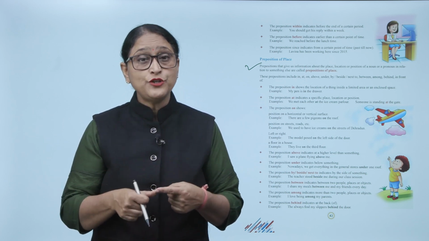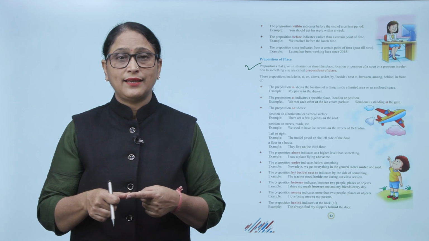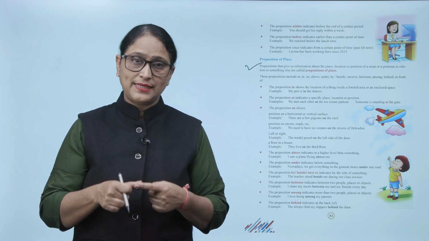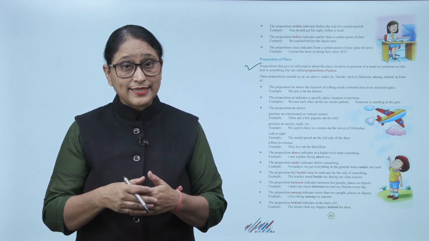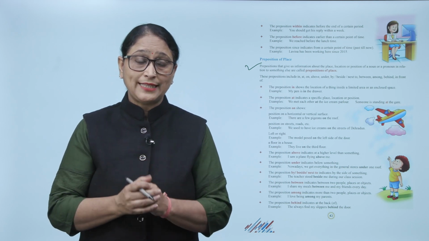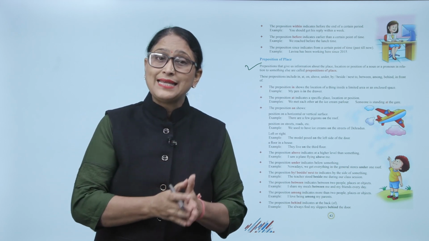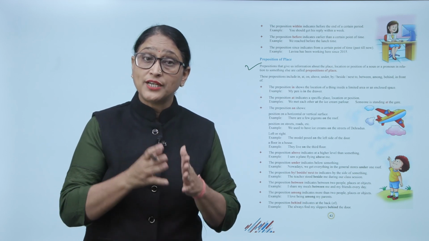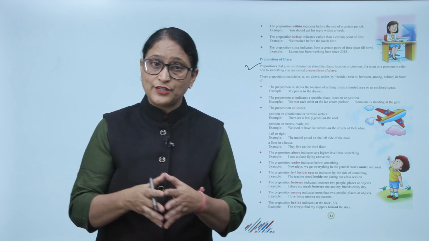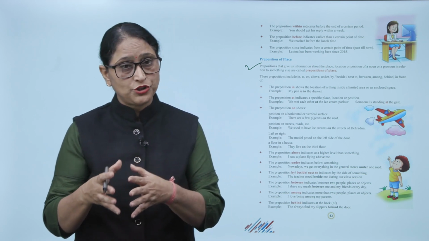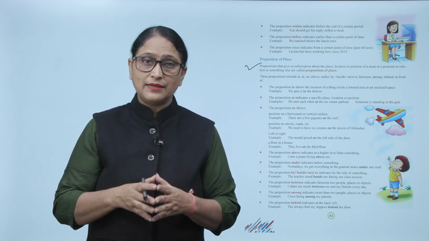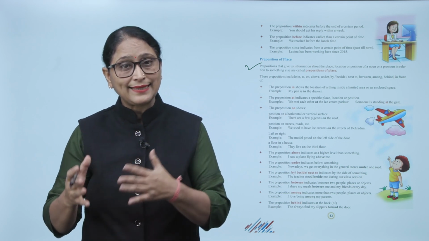The preposition in shows the location of a thing inside a limited area or an enclosed space. Enclosed space में या limited area में हमें उस चीज़ की लोकेशन को वो बताता है. Example, my pen is in the drawer. The preposition at indicates a specific place, location or position. At जो है specific place, location और position को बताएगा. Example, we met each other at the ice cream parlor. Someone is standing at the gate.